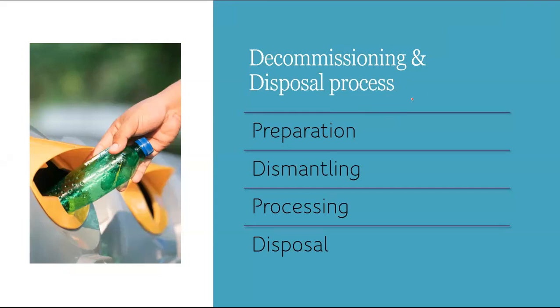What is the process here? Here I list the four stages suggested from the study guide. We have preparation, dismantling, processing, and disposal. And within each stage, we say what procurement does, what tasks need to be performed, what the outcome is, and who is in charge of the task.